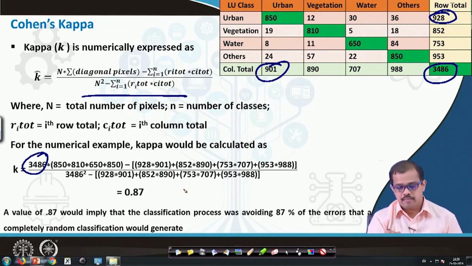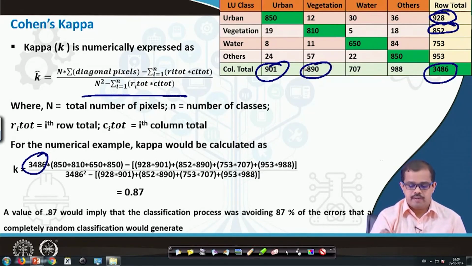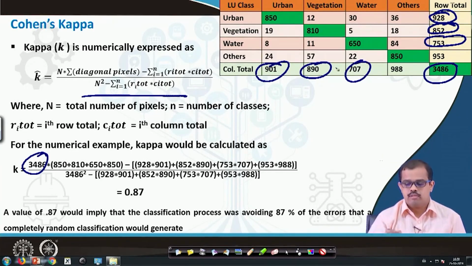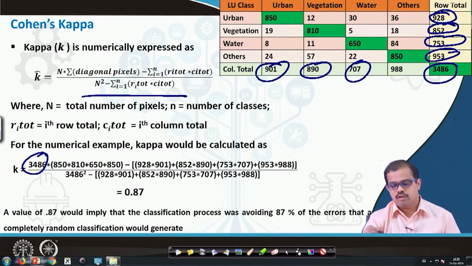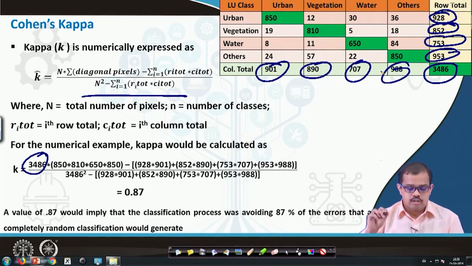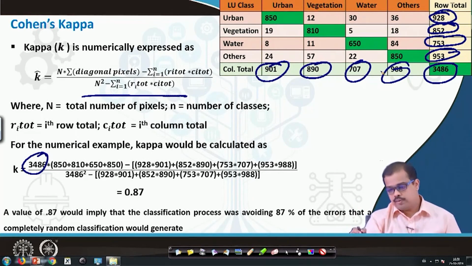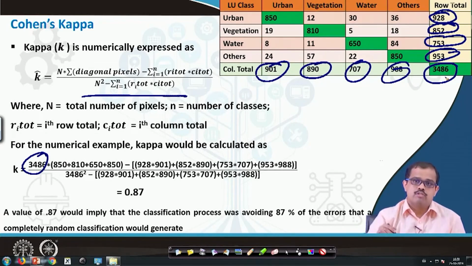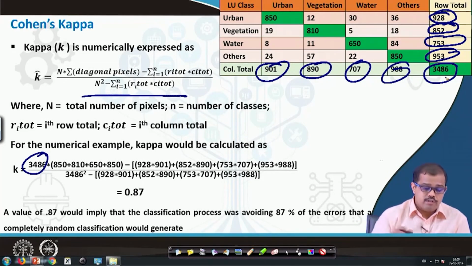plus, that is for urban, then row total for vegetation multiplied by column total for vegetation, then row total for water multiplied by column total for water, then row total for others multiplied by column total. All of these are summed, divided by the square of the total number of pixels in that particular image, minus again the same row total multiplied by the column total summed up. So this gives you the kappa value.